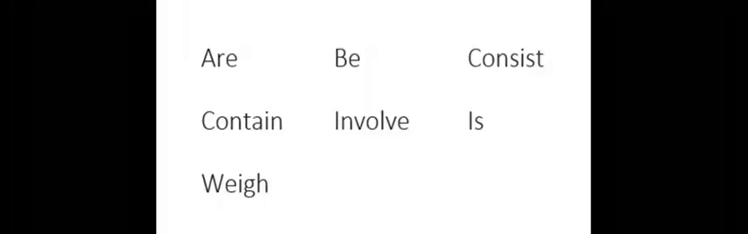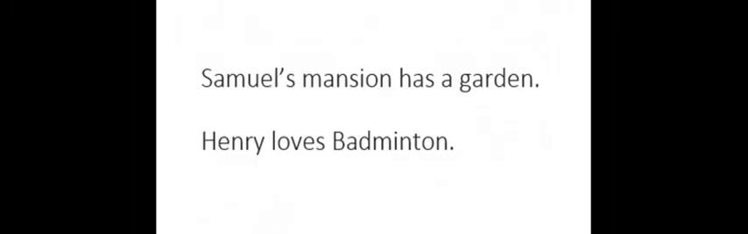Another type of stative verb is the possession verbs. These are verbs that show possession or ownership. Possession verbs include words like belong, have, include, own, want. The last type of stative verb is being or qualities verbs. Verbs that describe states of being. They include words like are, be, consist, contain, involve, is, weigh.